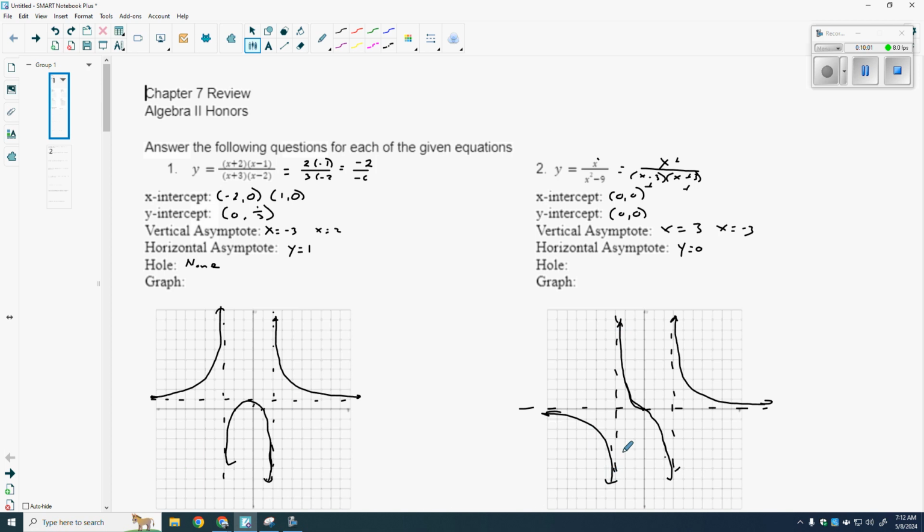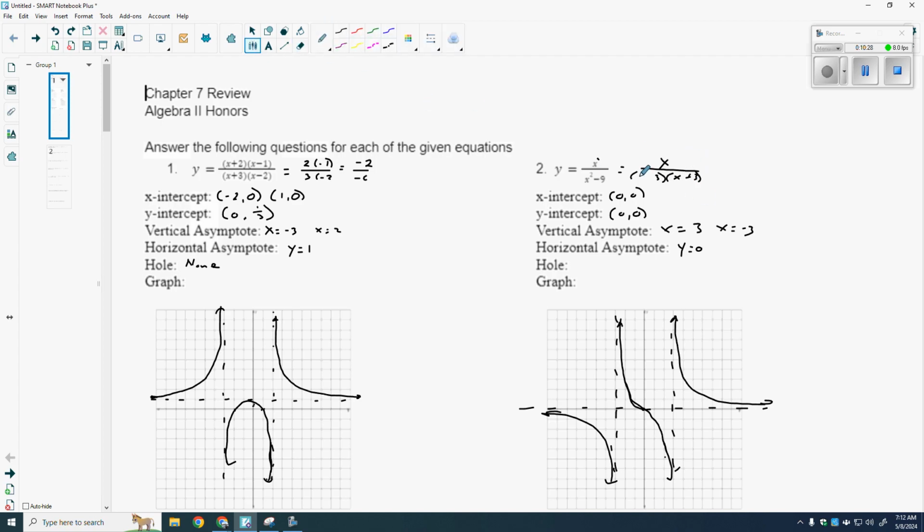Let's just double check. Plug in values that are less than negative 3. If it's less than negative 3, that makes that negative. Less than negative 3 makes that negative. Less than negative 3 makes that negative. I have 3 negatives, which makes my answer negative. All the different rules support each other. It looks pretty good.